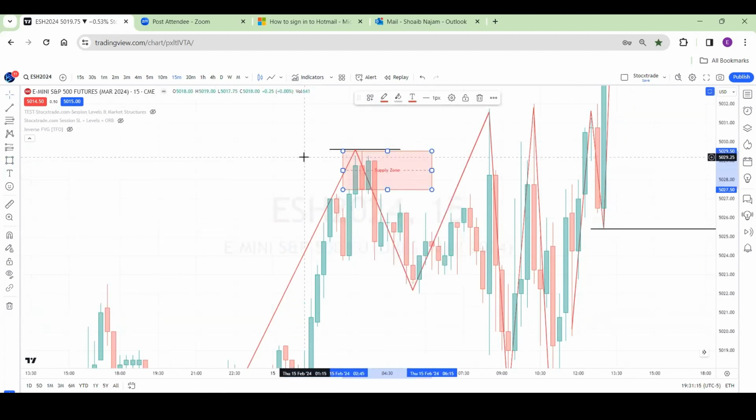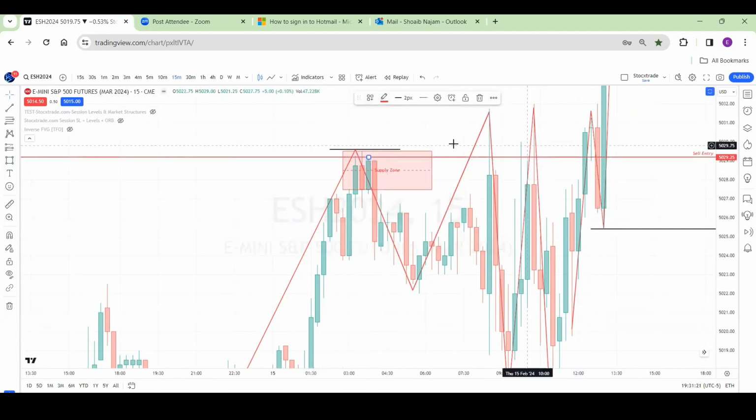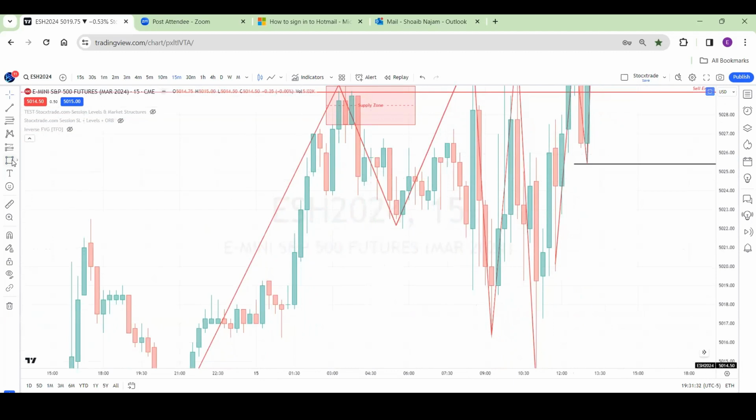So I need to take the entry a little bit below. So that is my entry level for sell. Okay, I will take my sell entry here. Means once the market is going up, I will think that, okay, I need to take the entry here, and then the market will come down again. And what I will do, I will exit at this swing level. See, this is the swing level.